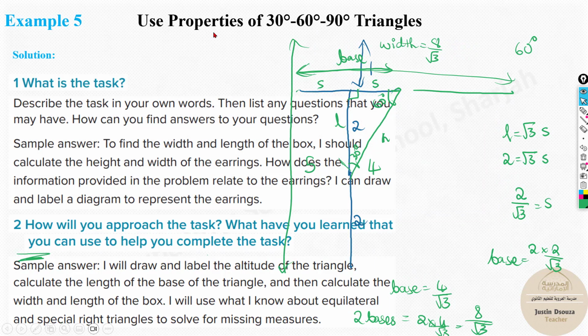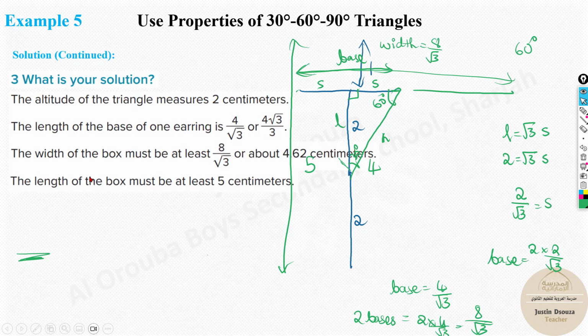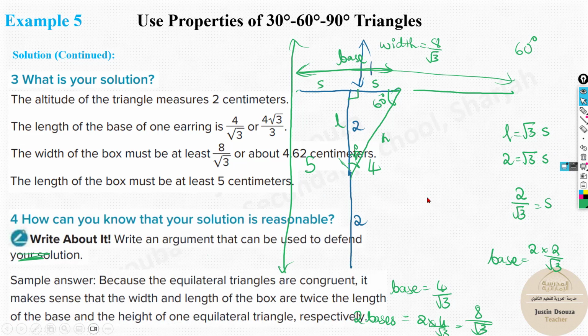I hope that is clear. The problem is explained here. You can go through the explanation. Let me just check the answer. So the width of the box must be at least 8 by root 3, or about 4.62 centimeters. It must be at least this, because this is the dimension. So obviously you can't take less than this. It should be a little more. So that's why it's at least. It can be a little more, maybe 4.7 or 7.5. It's better to have it tightly packed. That's the reason you should not go too high as well. And the length of the box must be at least 5. You can see it's at least 5. It can be more than that, but only a little more.